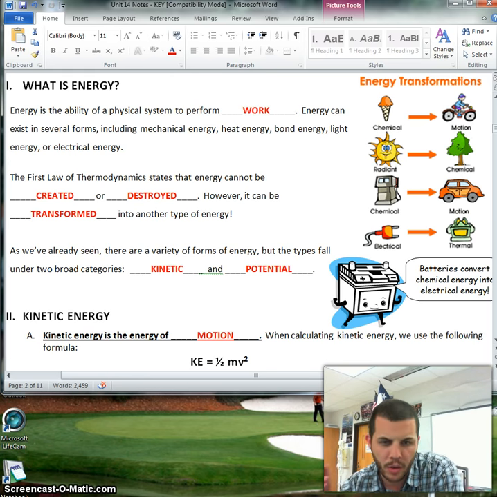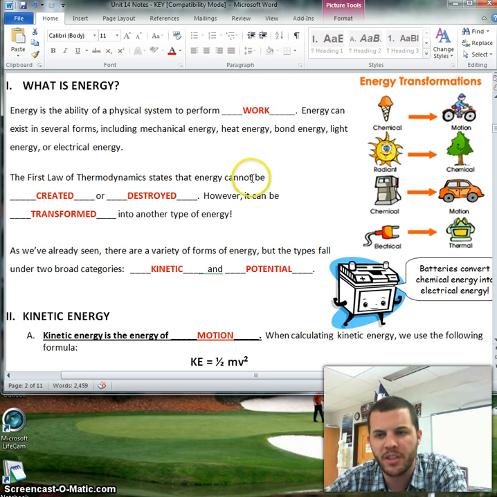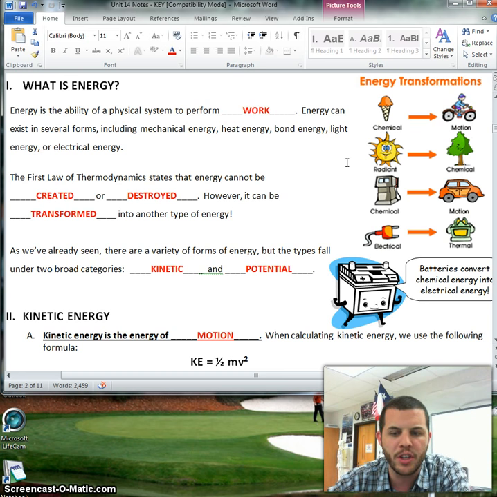So now the question is, what exactly is energy? It says energy is the ability of a physical system to perform work. So we can have energy in a bunch of different ways. We can have chemical energy, we can have radiant energy, electrical energy. There's all kinds of different kinds of energy that can do work.